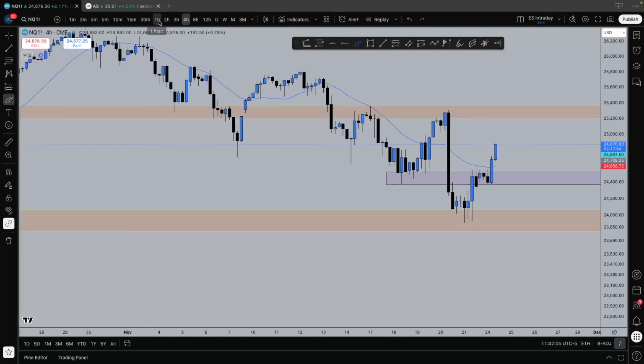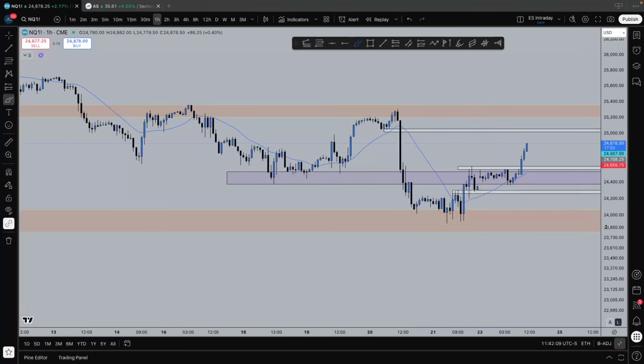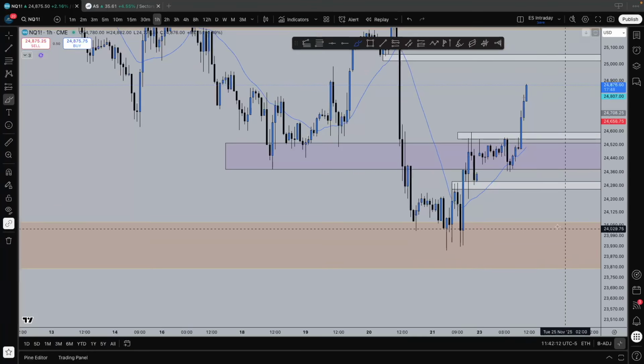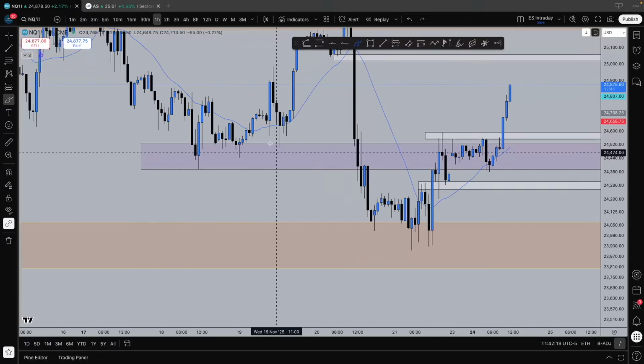Now I'm going to zoom in a little bit more. We're going to look at the 1-hour chart. And on the 1-hour, what we see here from the overnight is, again, we pushed up, a little bit of indecision here right around this major swing point.